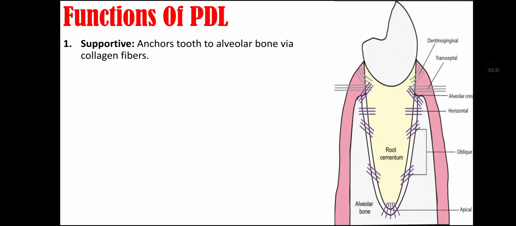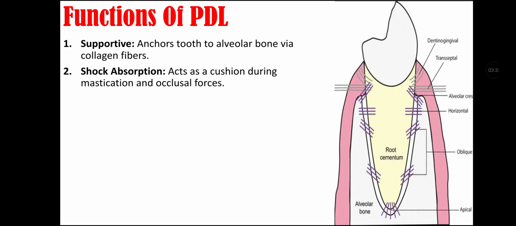Functions of periodontal ligament. First function is support, as periodontal ligament anchors tooth to alveolar bone through collagen fibers. Second function is shock absorber, as this PDL acts as a cushion during mastication and occlusal forces.